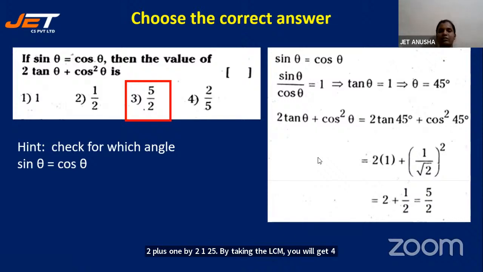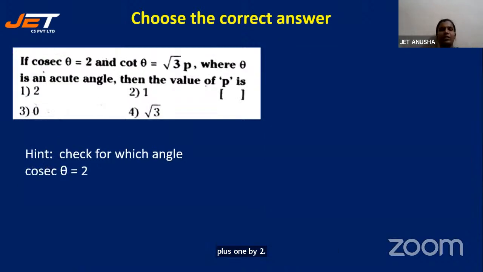So let's see the next one. If cosecant theta is equal to 2 and cot theta is equal to √3p, where theta is an acute angle, then the value of p is: first option is 2, second option is 1, third option is 0, fourth option is √3. So check for which angle. Again, you need to check for the angle here.